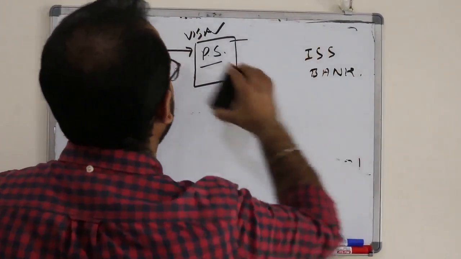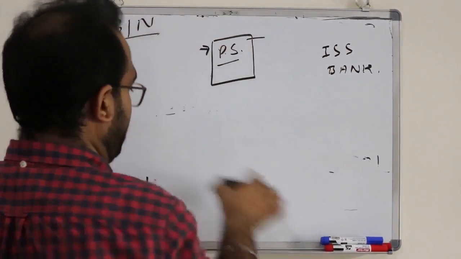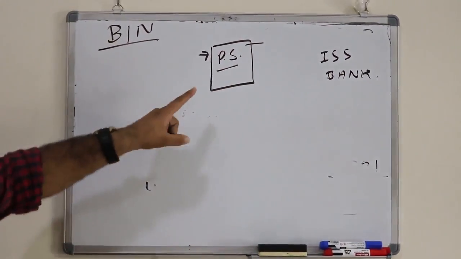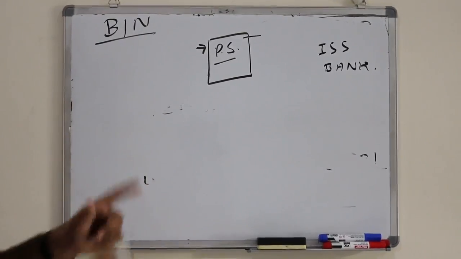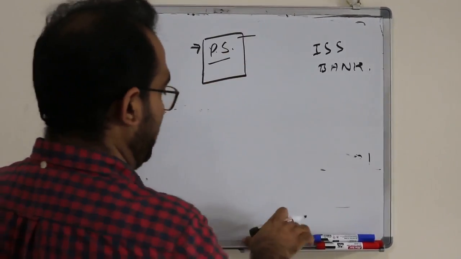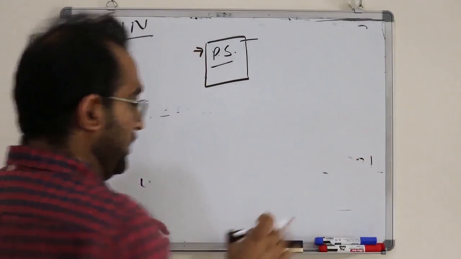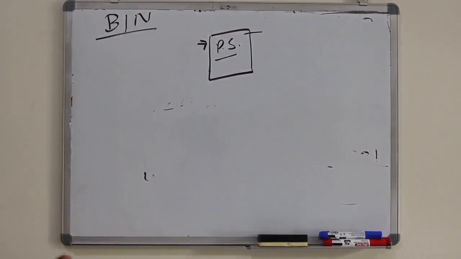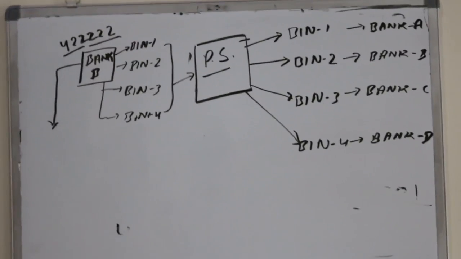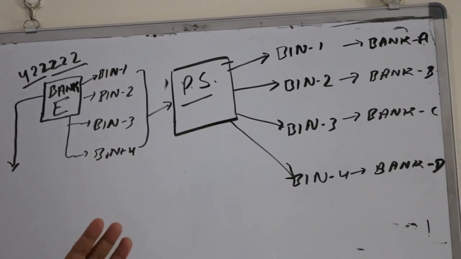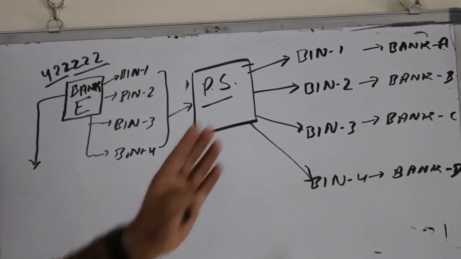Now if we understand, the same thing applies on the acquiring side also, but the story will be different. I'll give you one example so that we understand how different bin numbers can be used. So let's understand one example.